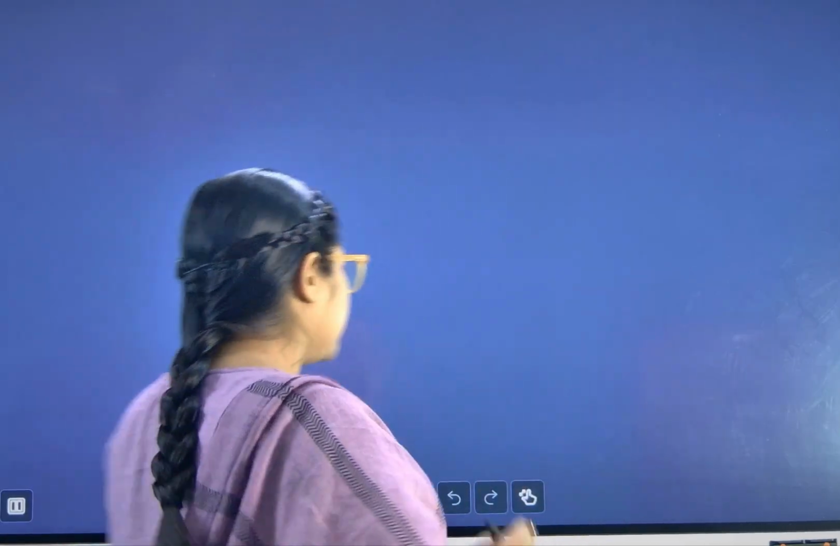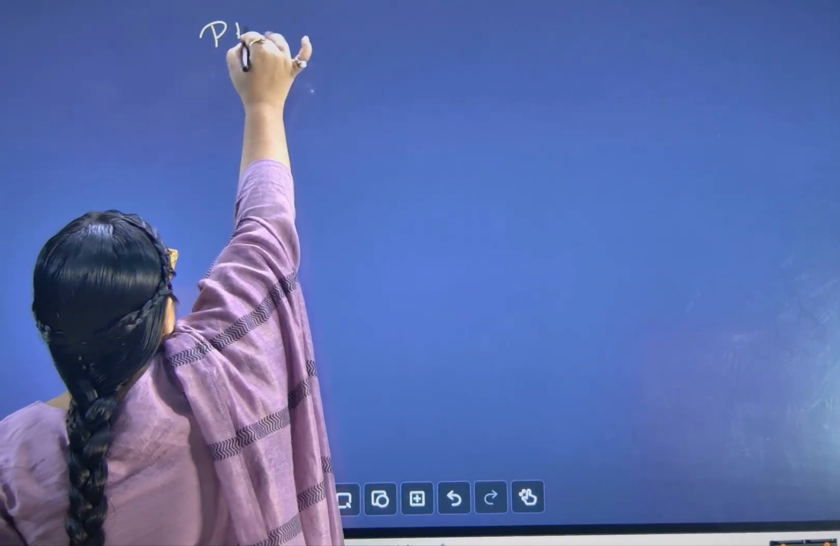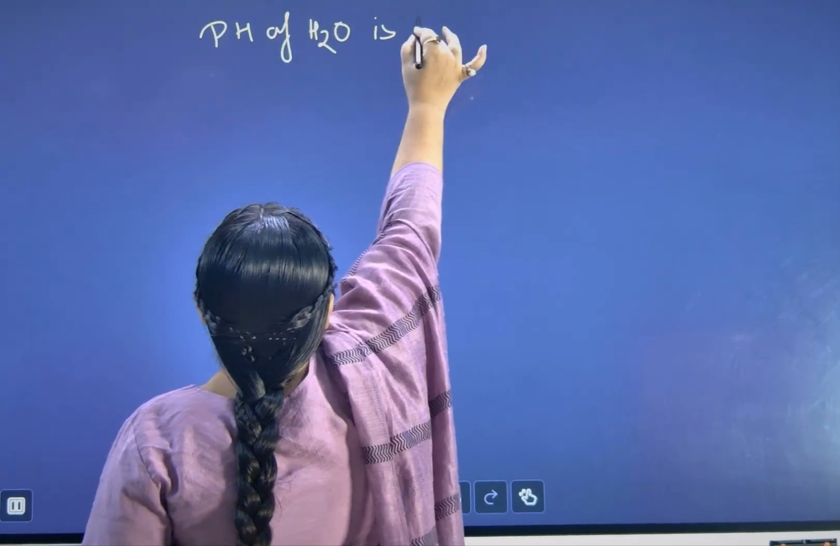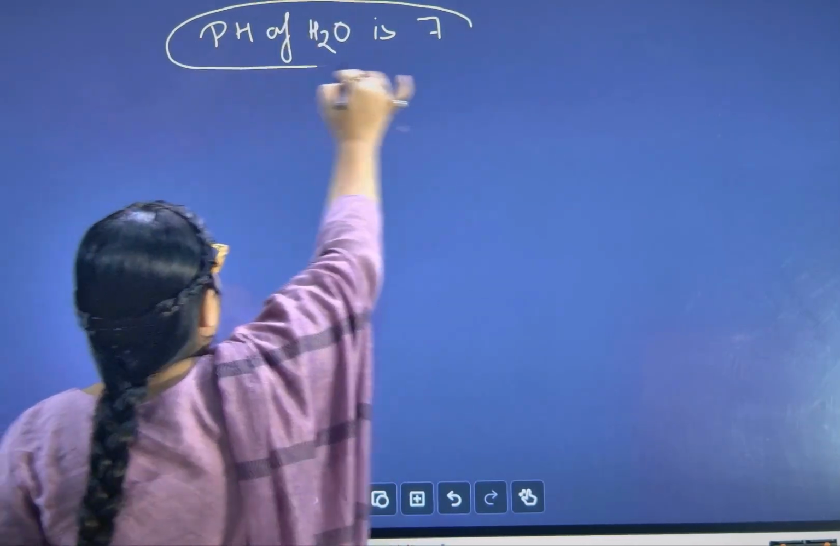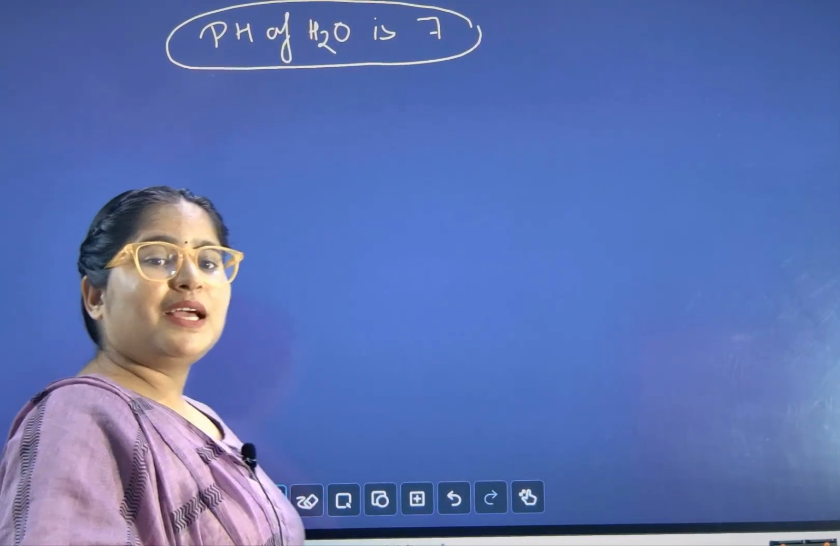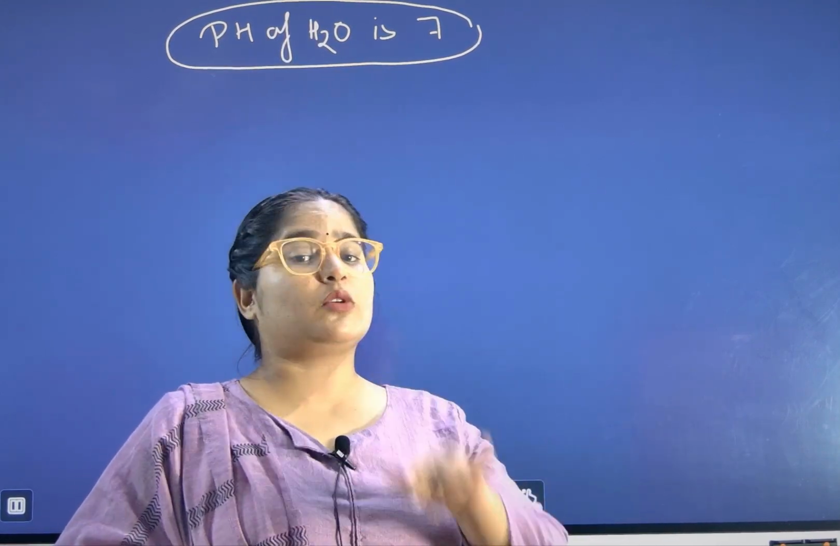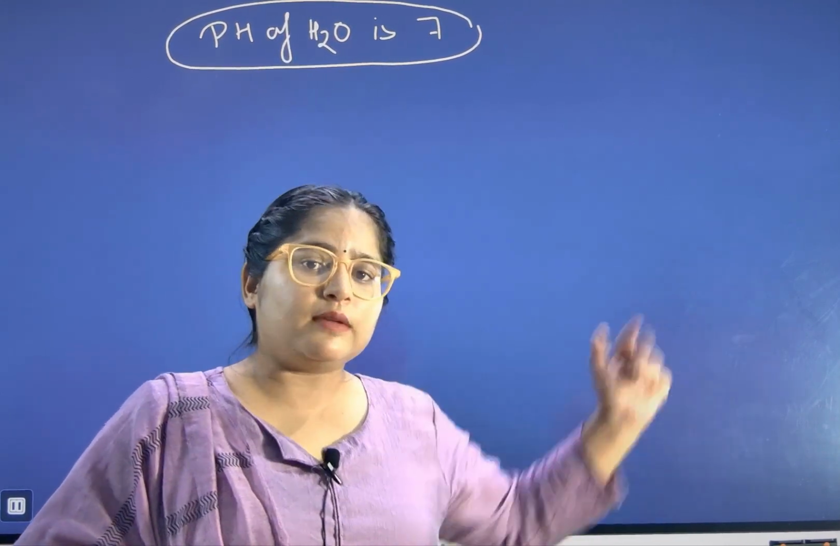I am asking you a simple statement. The statement is: pH of water will always be 7. Is it true? Always? No, it is not true. Don't make this mistake. I will tell you how.